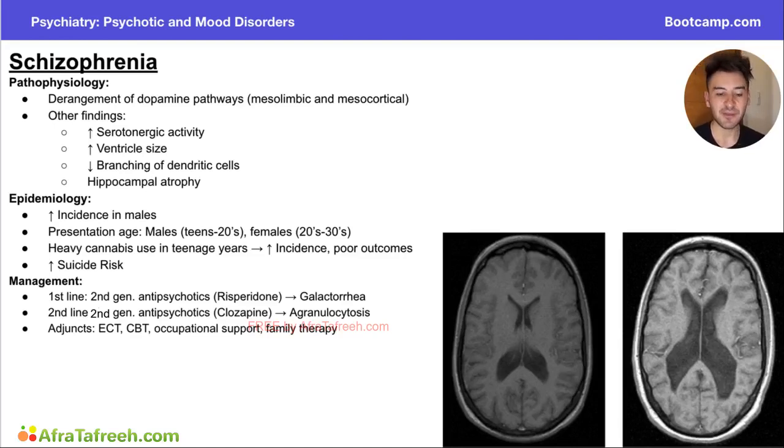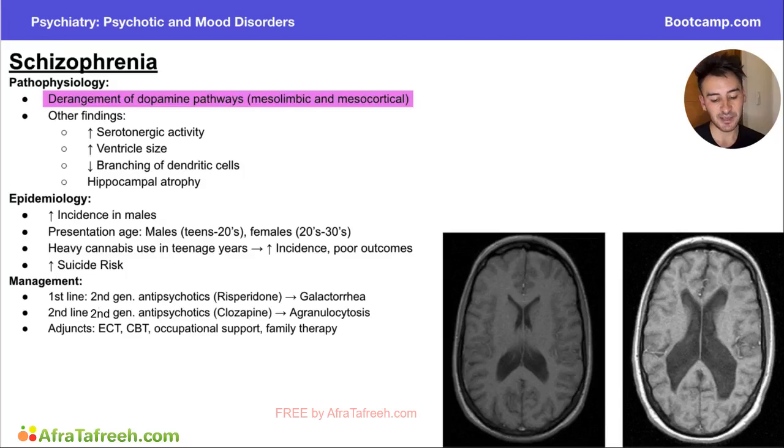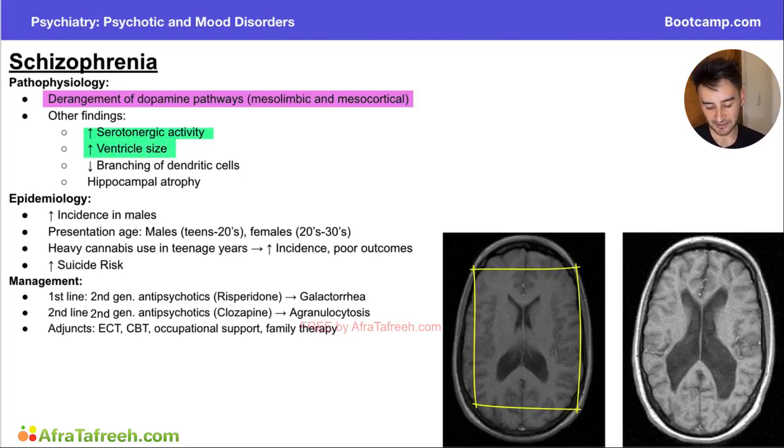So when it comes to pathophysiology, we're talking all about dopamine here. So we're going to have derangement of dopamine pathways, classically the mesolimbic and mesocortical. Some other findings that we're going to see in schizophrenia are going to include increased serotonergic activity and, especially high yield, increased ventricle size. So if we look at this head imaging over here to the right, you're going to see that this here, what I'm highlighting right now, is going to be a normal size ventricle within the brain.